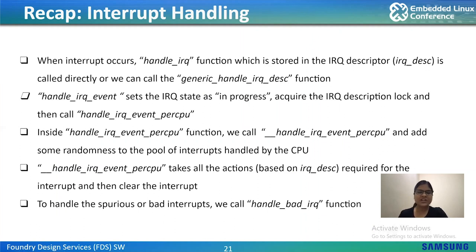Let us quickly have a recap of what we understood about the generic interrupt flow. When the interrupt occurs, the handle IRQ function is stored in the IRQ desc structure, which is directly called, or we can also call the generic handle IRQ desc function. Handle IRQ event sets the IRQ state as in progress, acquires the IRQ descriptor lock, and then calls handle IRQ event per CPU. Inside the handle IRQ event per CPU function, we call __handle IRQ event per CPU and add some randomness to the pool of interrupts handled by the CPU. __handle IRQ event per CPU takes all the actions based on the IRQ desc required for the interrupt and then clears the interrupt. To handle the spurious or bad interrupts, we call the handle bad IRQ function.